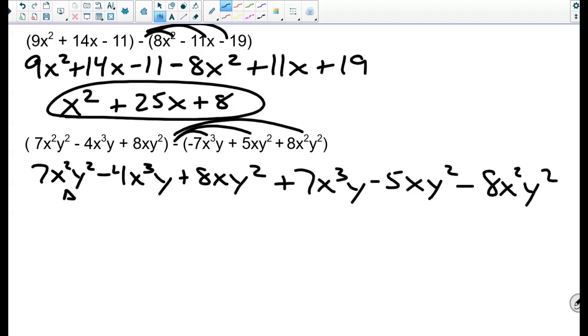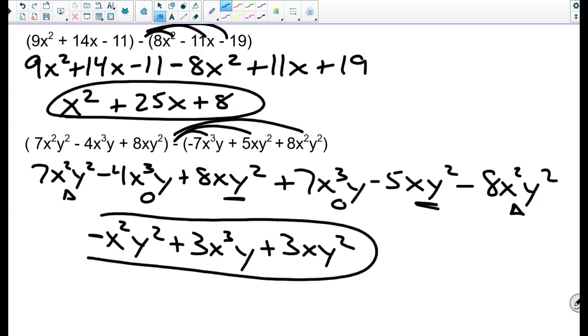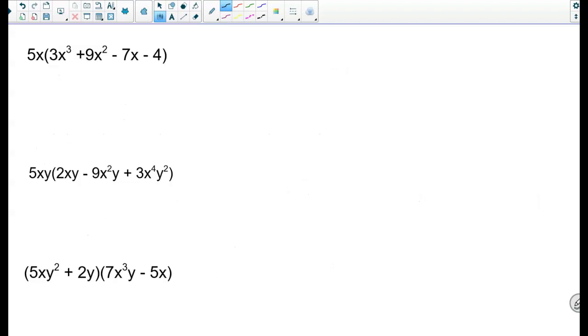X squared y squared, x squared y squared. x cubed y, x cubed y. xy squared, xy squared. So the two terms combine to be negative x squared. Oops, I'm sorry, I wrote negative 7 for some reason. Should be negative x squared y squared. Negative 4x cubed y and 7x cubed y plus 3x cubed y. 8xy squared minus 5xy squared plus 3xy squared. There's my answer.